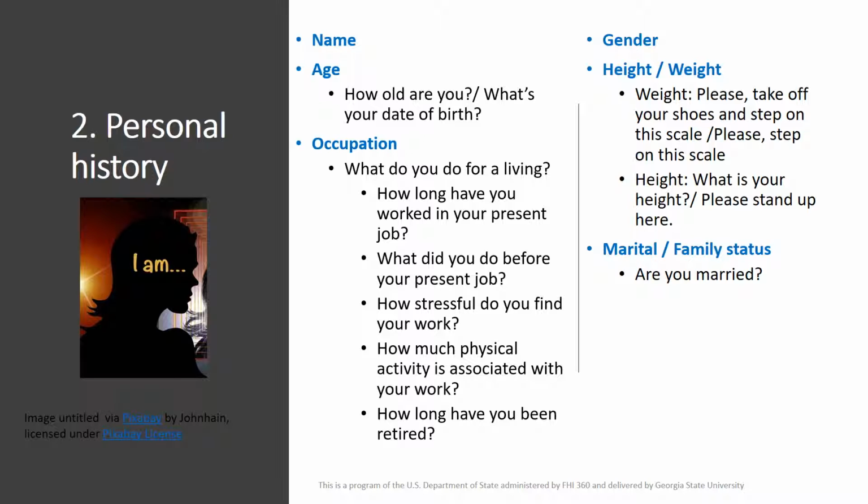You will also ask about their family status. One simple question again, are you married? And if the answer is yes, then you come with the follow-up questions, how long have you been married, etc. Then you will ask about the children, same thing. Do you have children? If the answer is yes, then you go ahead with how many, how old are they, etc.